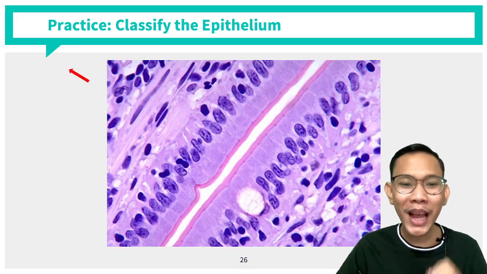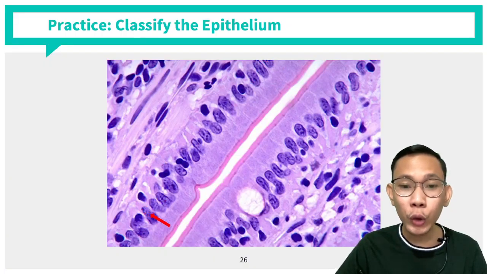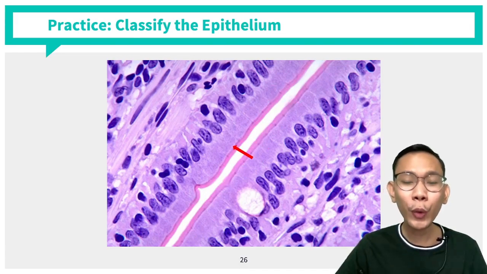And lastly, we have this example found in your small intestine. This is now one layer of tall cells. This is simple columnar with what specialized structure here? These are now your simple columnar with microvilli. So simple columnar with microvilli epithelium.